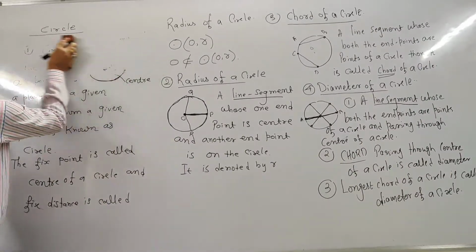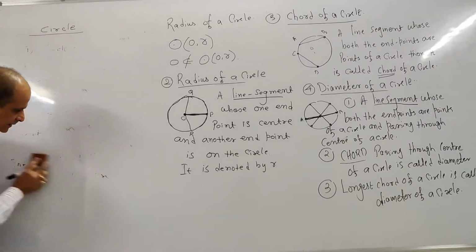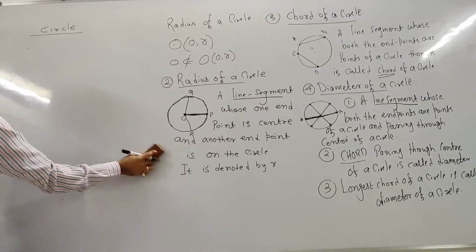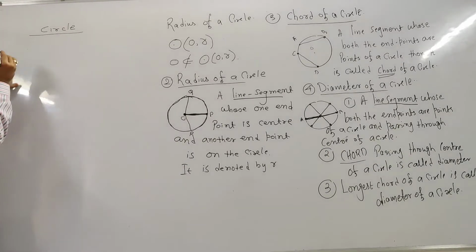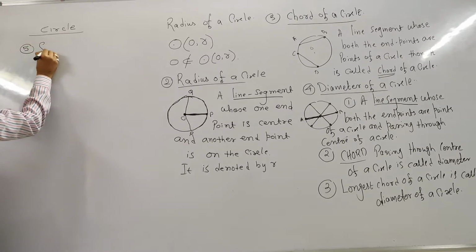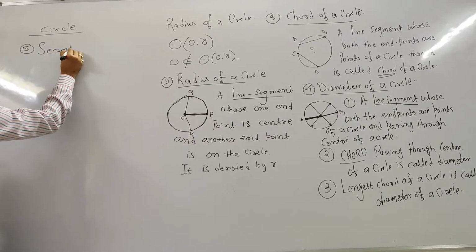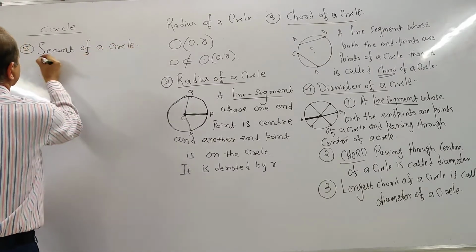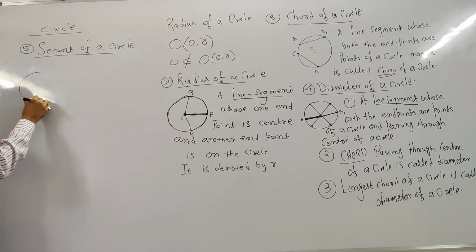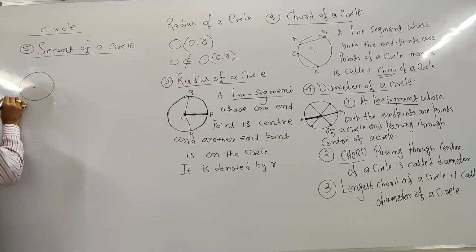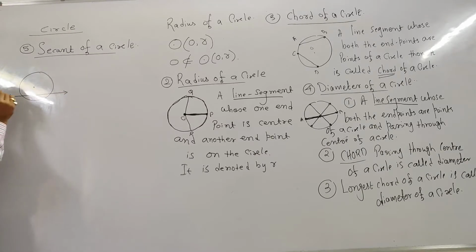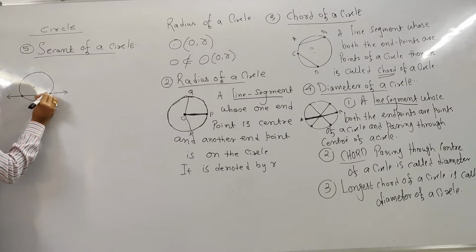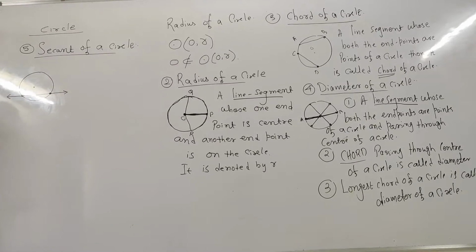So let me start concept number 5, and that is secant of a circle. Concept number 5, secant of a circle. So let me draw this circle first. O is the center. This is one line, but it's not a line segment, it's a line. So a line which intersects a circle in two distinct points is known as secant of a circle.